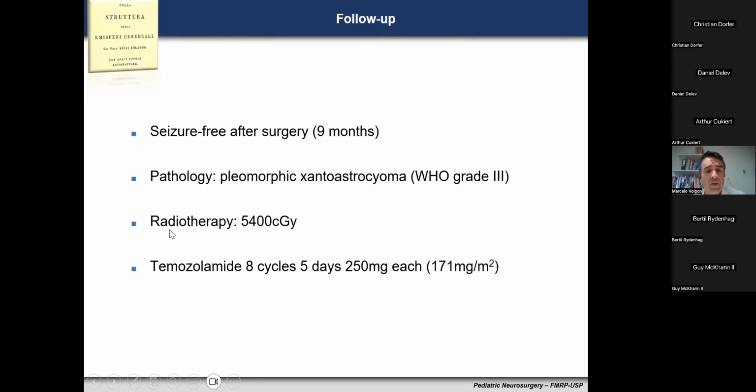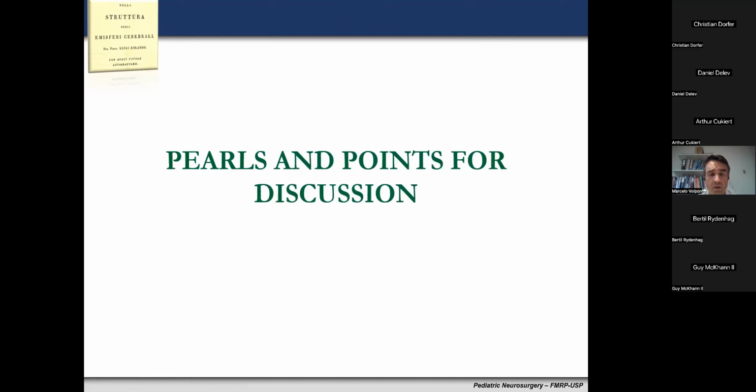So she was put on radiotherapy. She has already received her radiotherapy dose. And she was put on temozolomide. She's just received these cycles and is now on maintenance therapy. So just a couple of points for discussion.